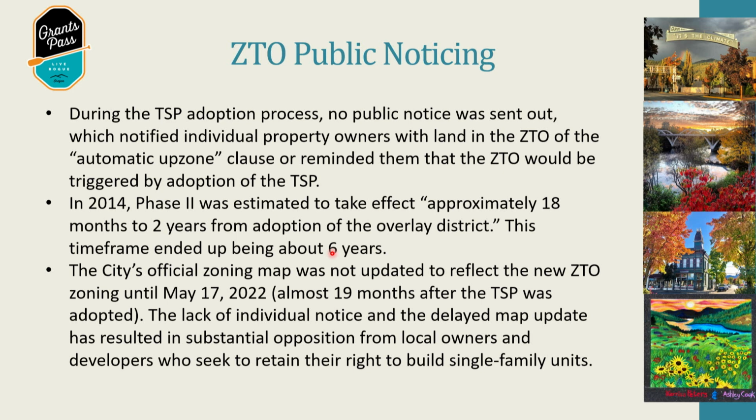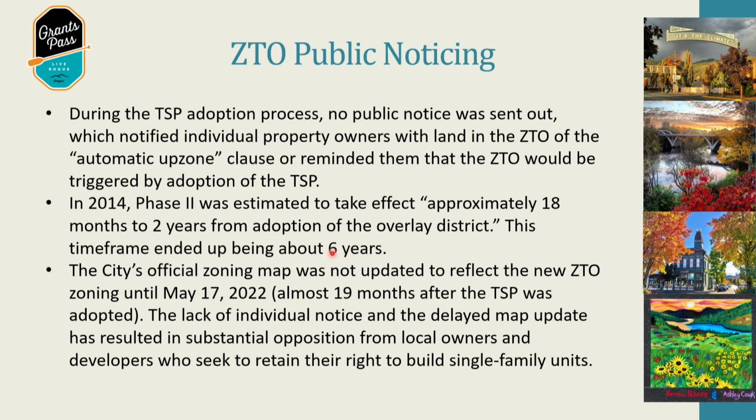The 2014 phase two, as we talked about a minute ago, was estimated to be about 18 months to 2 years. That's the time frame that was in the code, and that was 6 years. The city's official zoning map was not updated to reflect the new zoning transition overlays until May of 2022. So it was about 19 months where the properties were on our official zoning map. While they did show the zoning transition overlay on top of them, they didn't actually show the overlay being removed to have the new zone.